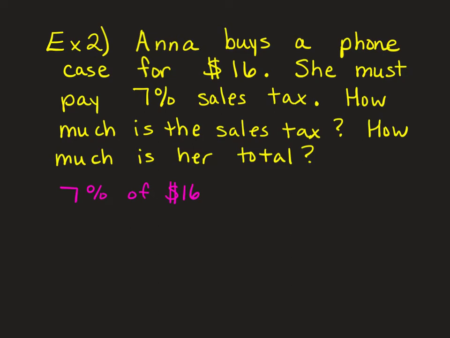She pays 7% sales tax, so we're finding 7% of $16. Remember that the decimal's behind the 7, so we move 1, 2 places left, meaning that we'll get 0.07. Of means times 16, which equals 1.12, and since we're dealing with money, we can say that's $1.12. So this is her sales tax.